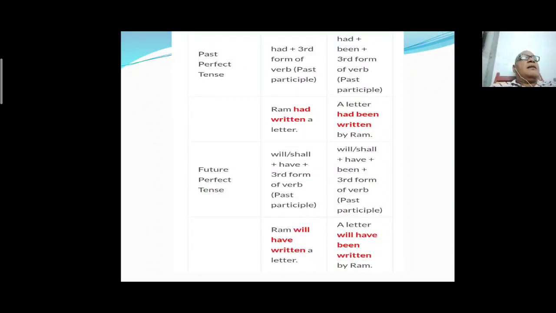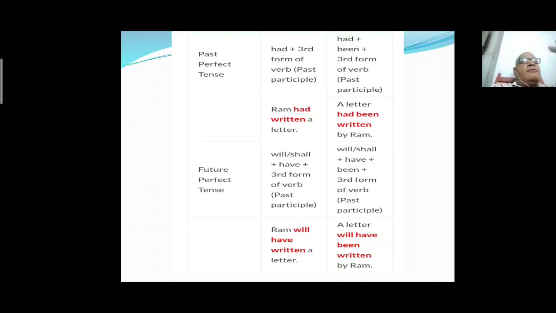Example is Rama has written a letter. A letter has been written by Rama will become the present perfect tense active voice and passive voice, and past perfect tense active voice. Rama had written a letter. A letter had been written by Rama.